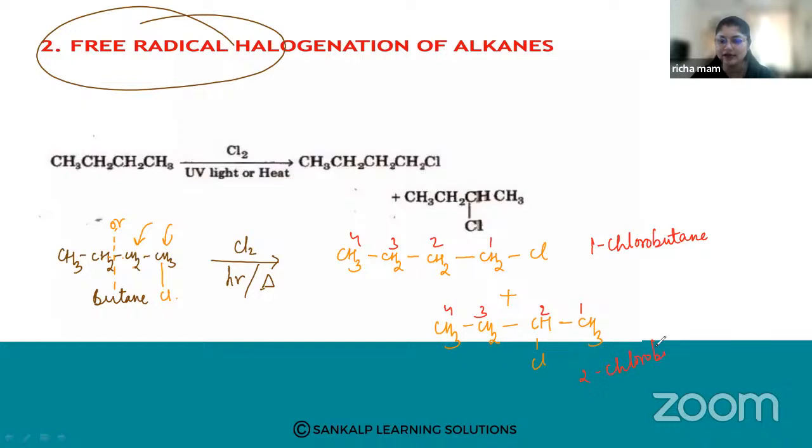Is it clear? Free radical mechanism. Because it is a symmetrical alkane, both the carbon atoms are the same. So at either side, one product you will obtain at this carbon, and another product at the other carbon. So these are the products obtained. Is it clear?